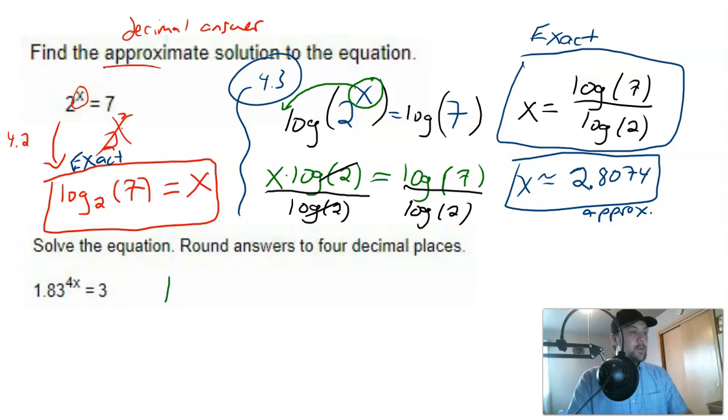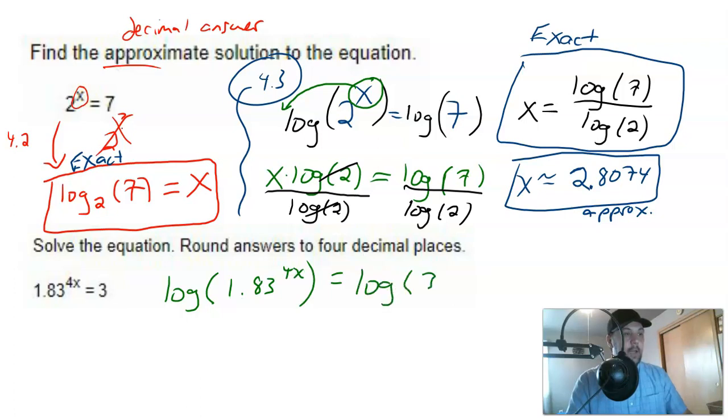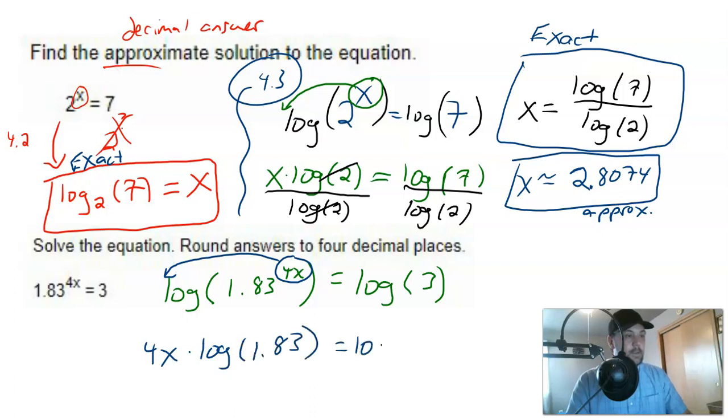All right, so what we're going to do is we're going to apply a log base 10 to both sides of this equation. So I apply a log base 10 to the left-hand side, apply a log base 10 to the right-hand side. This allows me, by having a logarithm here, to take the exponent and multiply it down in front of the logarithm. So I will have 4x times log base 10 of 1.83 equals log base 10 of 3.